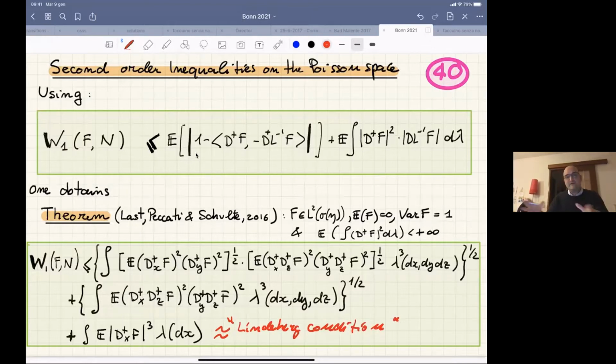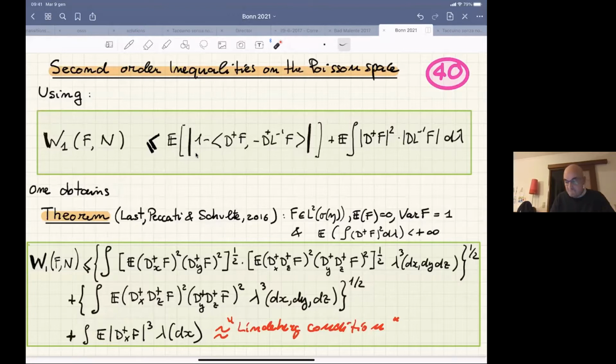So remember that if you have a sum of independent random variables, then the Lindeberg theorem tells you that they verify a central limit theorem if the contribution to the sum of each of them converges uniformly to 0. And this is some version of the Lindeberg condition as applied to Poisson measures. Okay. So this is a second order Poincaré inequality on the Poisson space.